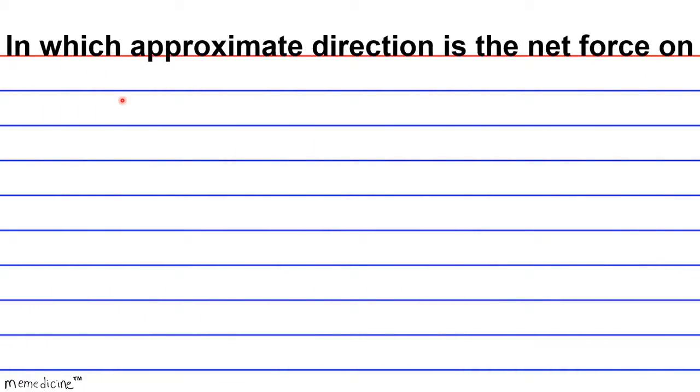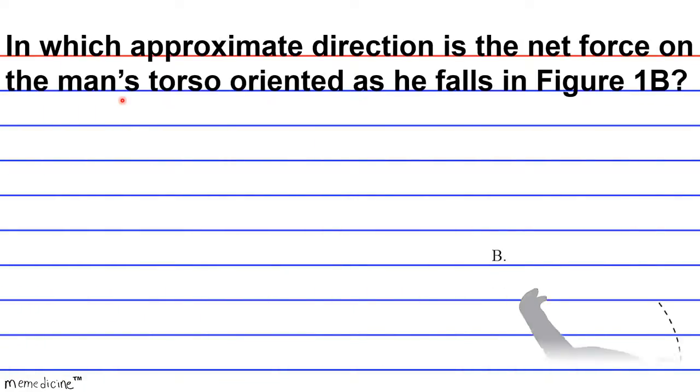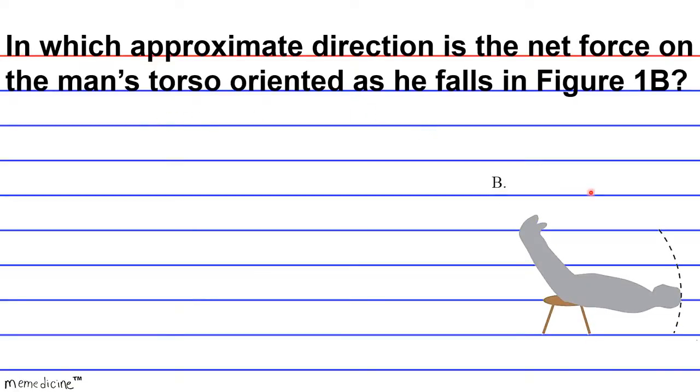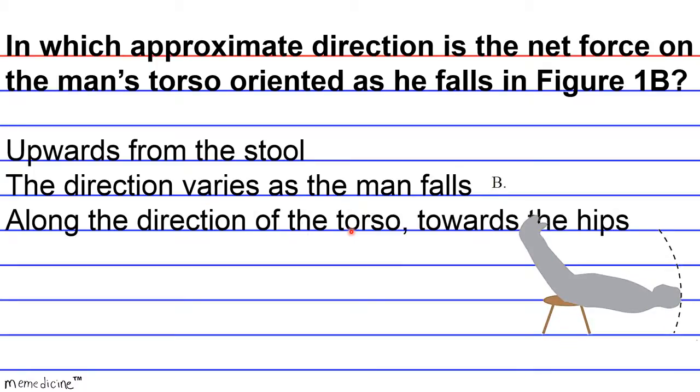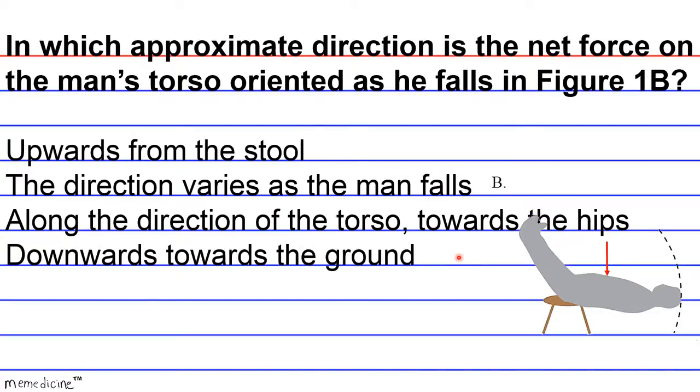In which approximate direction is the net force on the man's torso oriented as he falls in figure 1b? Is it A, upwards from the stool? Is it B, the direction varies as the man falls? Is it C, along the direction of the torso towards the hips? Is it D, downwards toward the ground? All right, so I'll give you a moment to think.